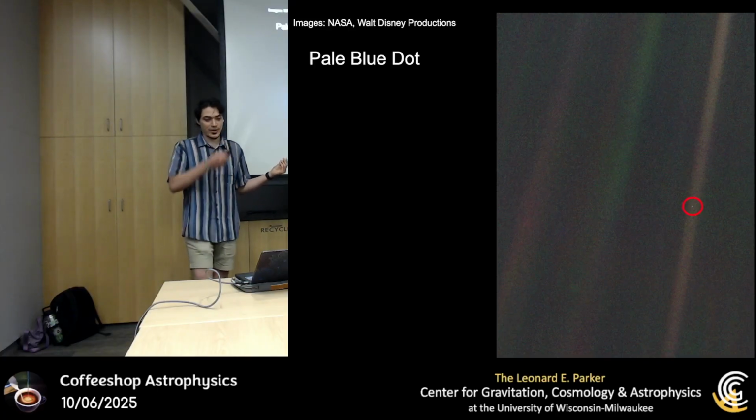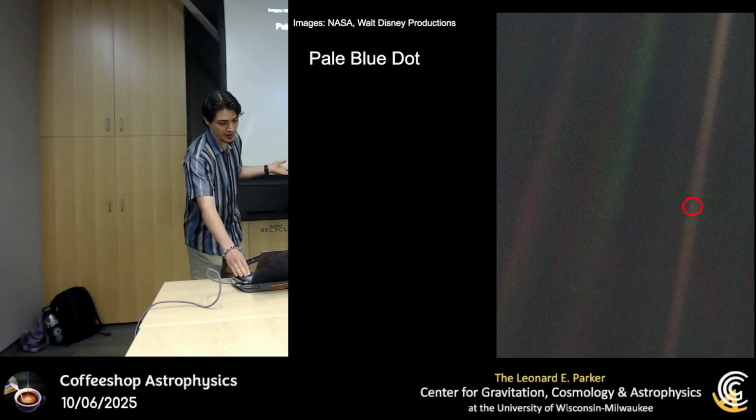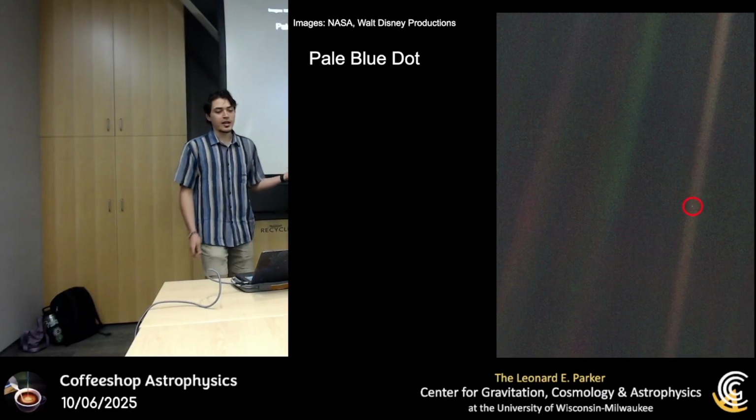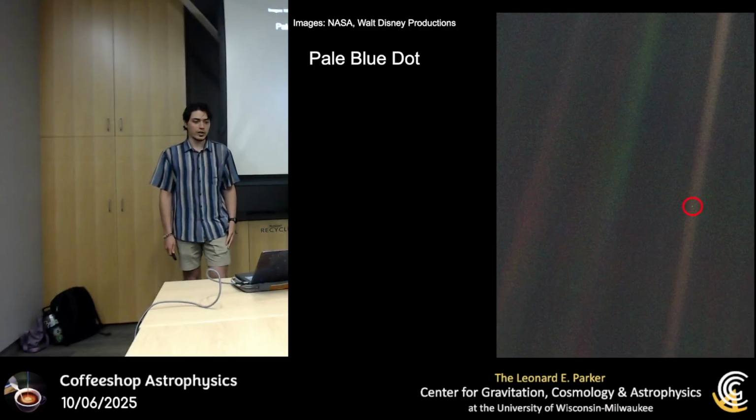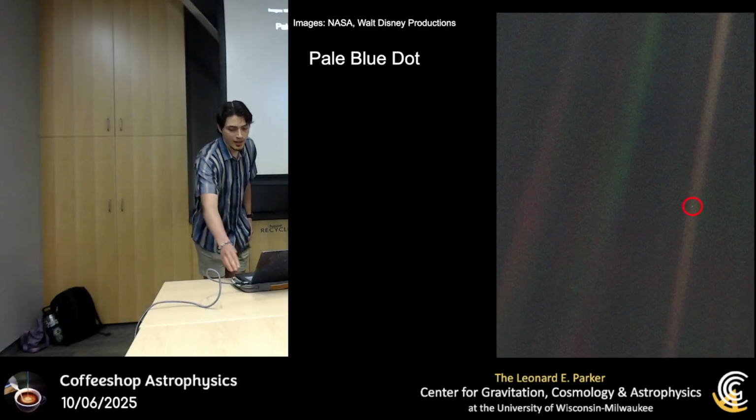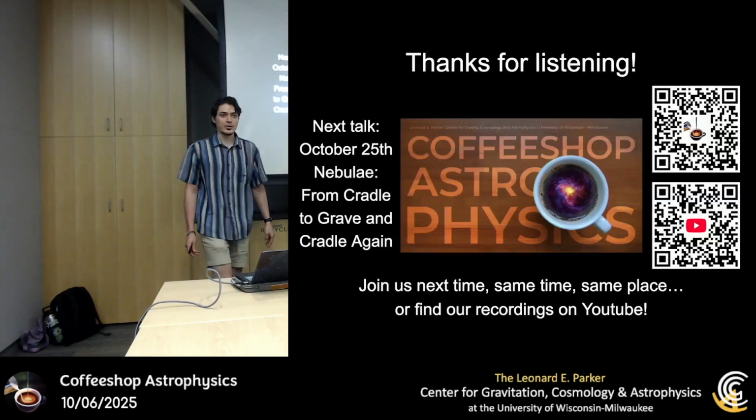So I think this image is very important because, in the words of Carl Sagan, it underscores our responsibility to deal more kindly with one another, to preserve and cherish the pale blue dot, the only home we've ever known. And with that, our talk is concluded. Thank you for listening.